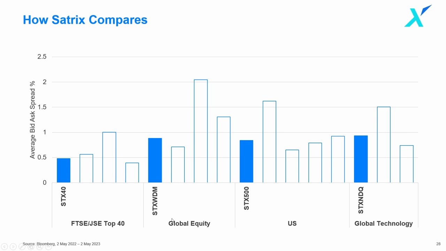Similarly, if you look at our global equity ETF tracking MSCI World, again, not the lowest, but certainly not the highest. There are some ETFs that operate in our market offering global equity exposure that have significantly higher spreads. Similarly, our S&P 500 ETF is basically in the median in terms of the spreads that you would incur. And if we look at global technology ETFs, which would be similar to our NASDAQ ETF, for example, we're also competitive in terms of the spreads we offer. And these are the realized stats over the last year, according to Bloomberg.